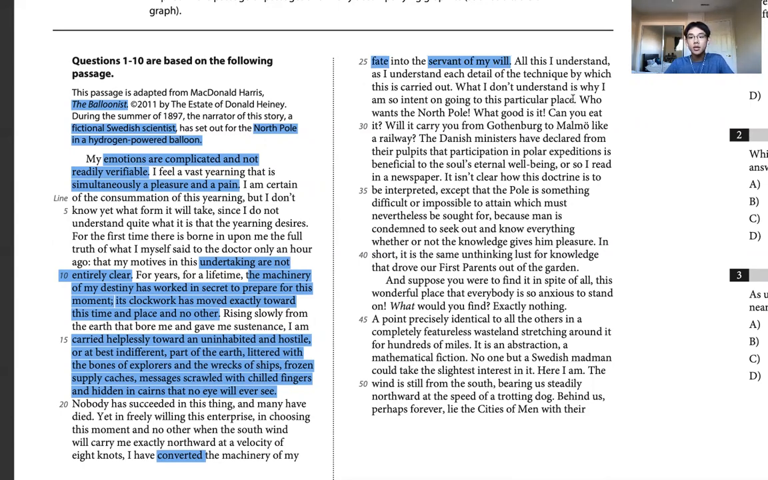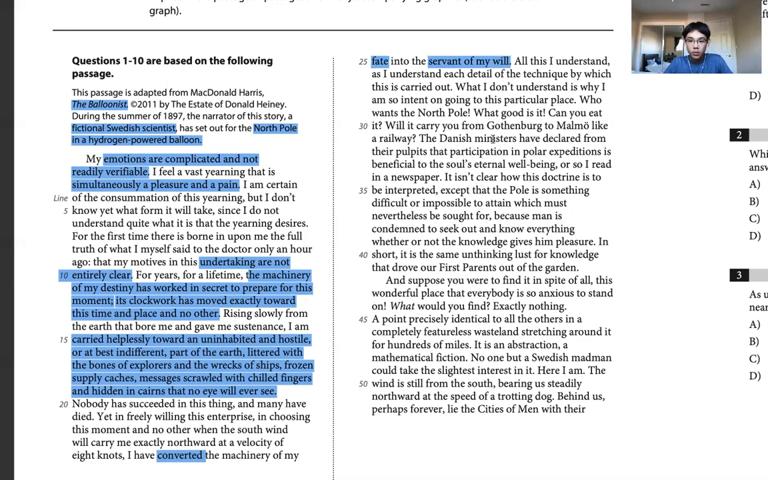So now he realizes why, he realizes that he himself wants to go, but he is unsure of why. Who wants the North Pole? What good is it? Can you eat it? Will it carry you from Gothenburg to Malmo like a railway?